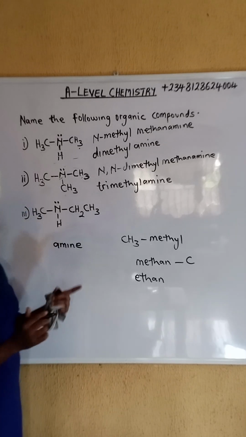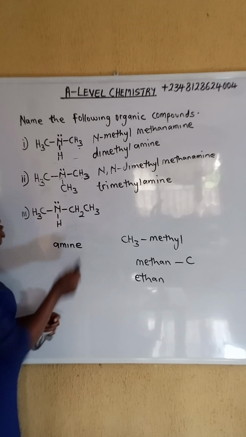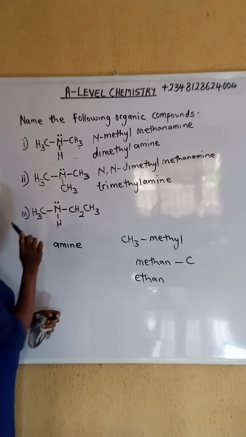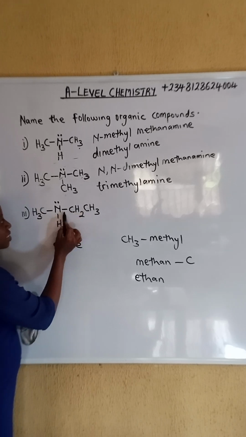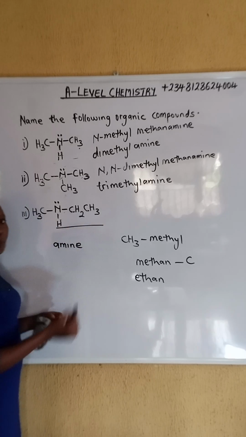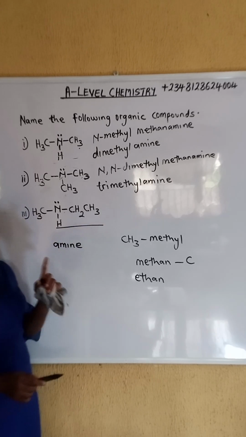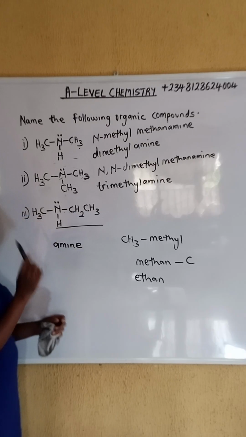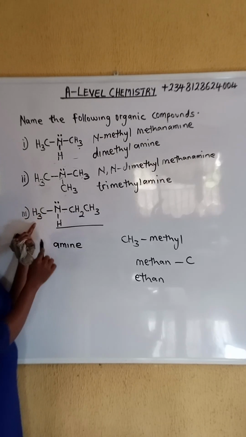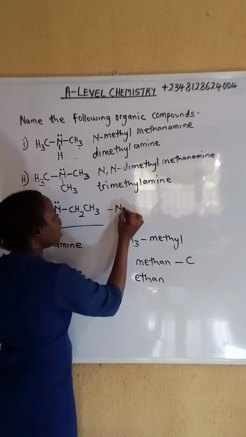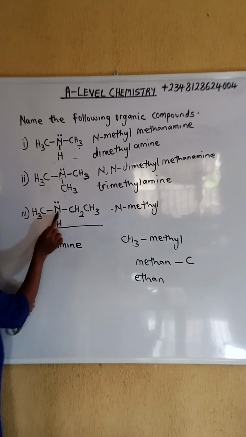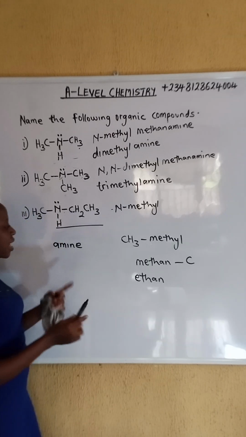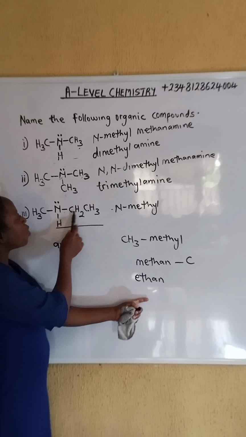Then let's take the third one. This one is different because we have two carbon atoms at this side. We select the side with what? More carbon atoms. So we have two carbon atoms at this side. So we are going to pick these two carbon atoms with the functional group as the parent chain. So we consider this one to be a substituent. Then CH3 is methyl. So we call it N-methyl, because this methyl is attached to nitrogen directly.